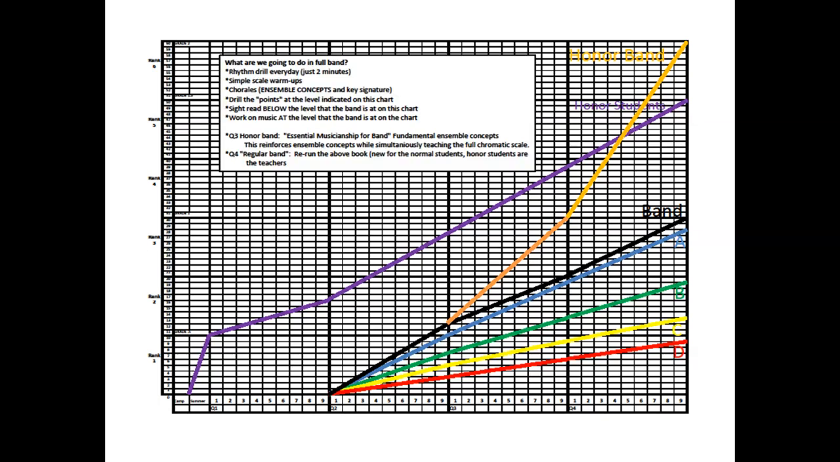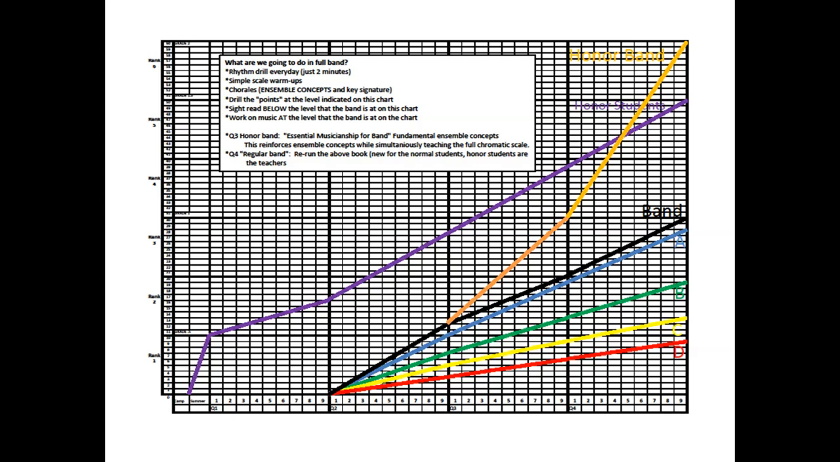So, what are we going to do in full band? Rhythm drill every single day. I talked about David Newell's method, and this is only 2 minutes a day. And this is very important for getting rhythmic literacy. I could go on forever about that, but I'm not going to. I'm going to show you the videos of it whenever class starts, and I'll let the videos speak for themselves.